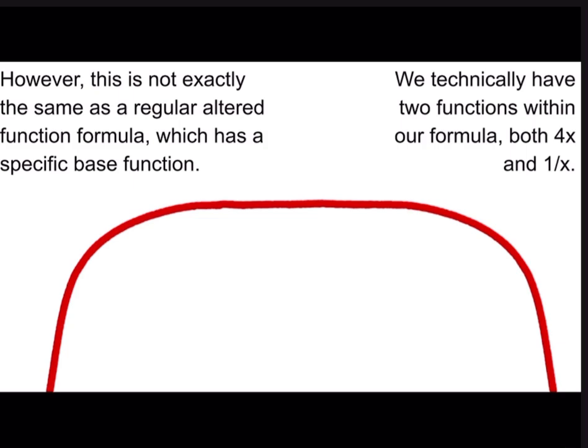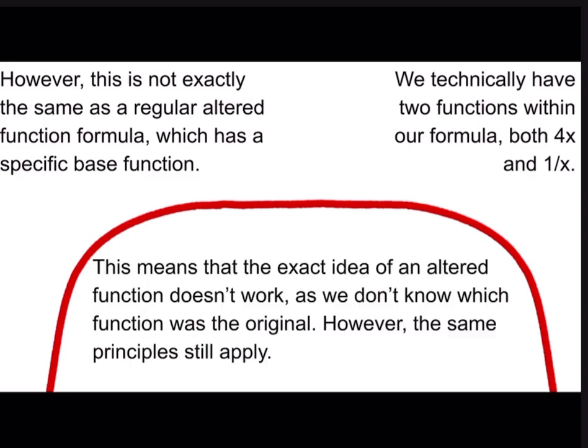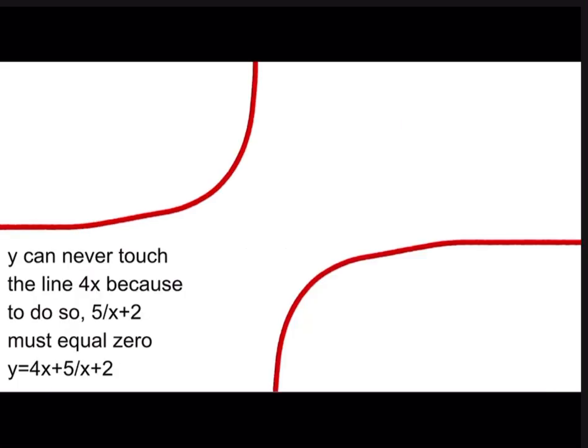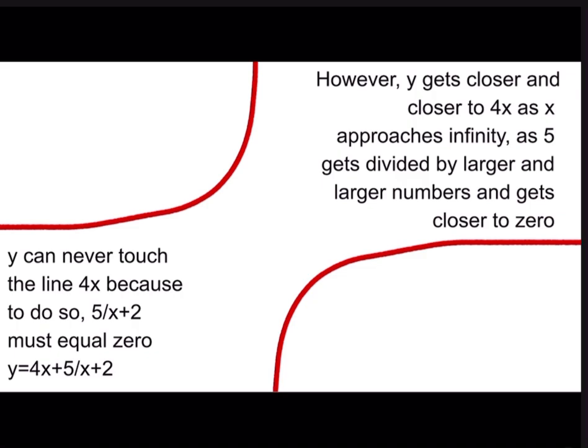However, this is not exactly the same as a regular altered function formula, which has a specific base function. We technically have two functions within our formula, both 4x and 1 over x. This means that the exact idea of an altered function doesn't work, as we don't know which function was the original. However, the same principles still apply. Y can never touch the line 4x, because to do so, 5 over x plus 2 must equal 0. However, y gets closer and closer to 4x as x approaches infinity, as 5 gets divided by larger and larger numbers and gets closer to 0.